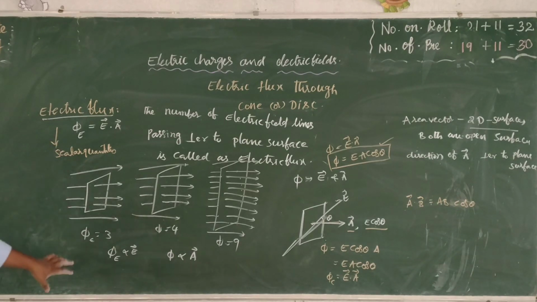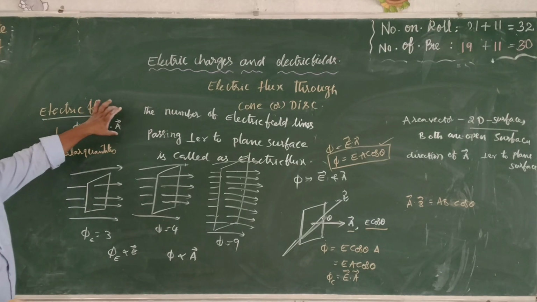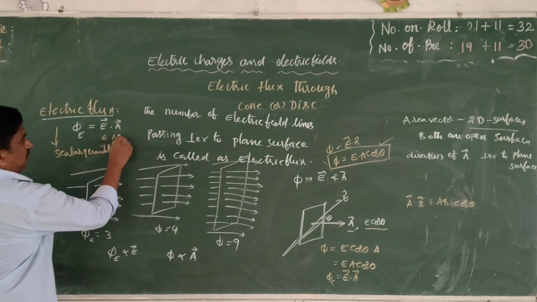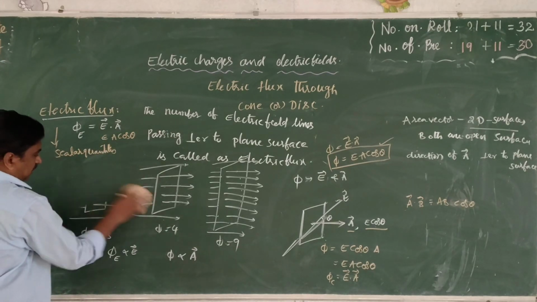So what is the formula for that? Electric flux equals E dot A, the electric field vector dot the area vector. So we can write it as EA cos theta, EA cos theta. It is a scalar quantity.